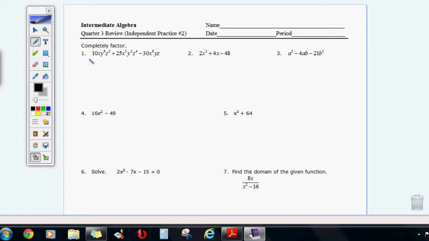Getting ready for our quarter 3 test tomorrow. So what we have is a GCF here. That's the only type of factoring we're doing. So we can take a 5 and then one of each variable type out. So what we're going to have on the inside then is 2y to the 5th power.